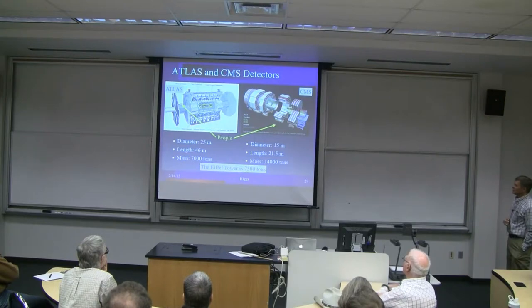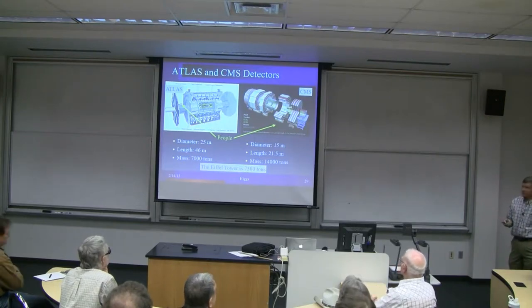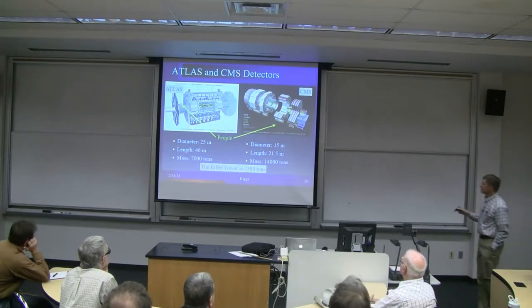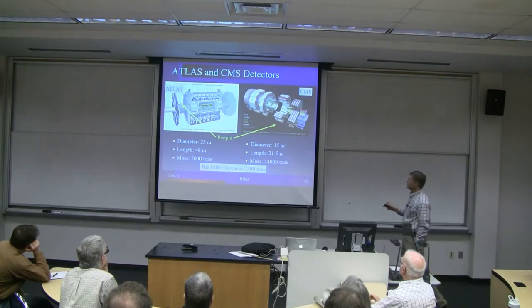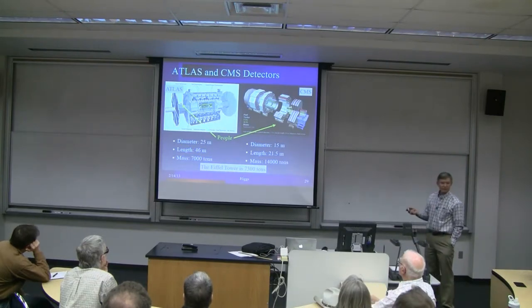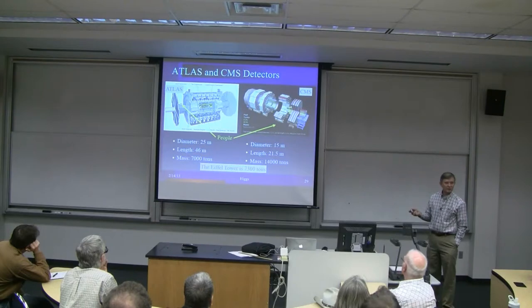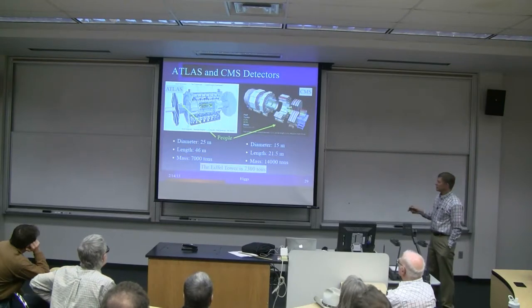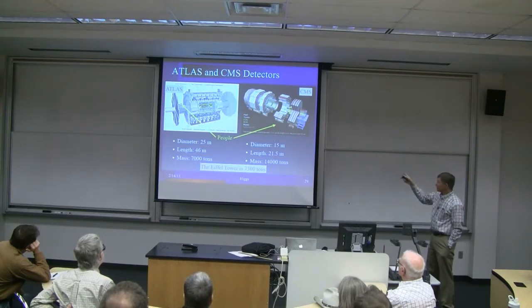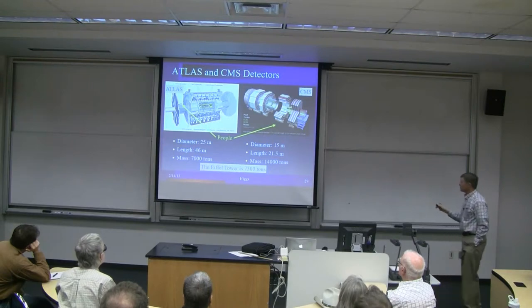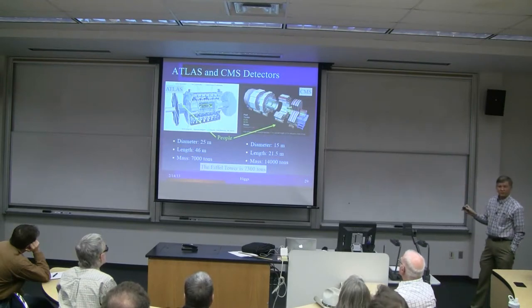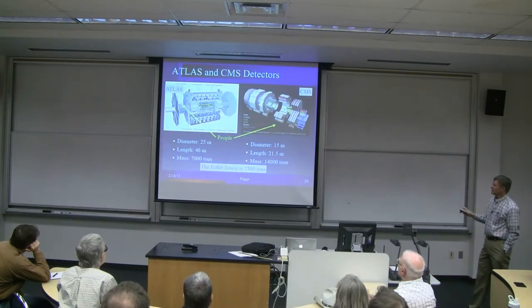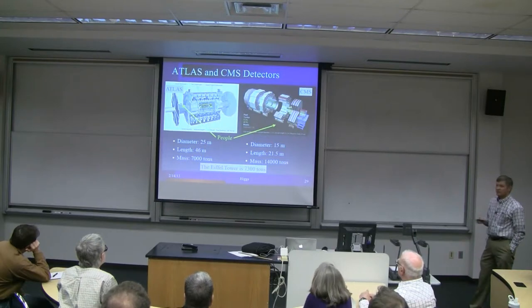And I want to talk about results from two experiments. I'm on the CMS experiment. That's the one on the right. Our competitor, it's actually larger in size, is called Atlas. It has more people. About 30% of the people on CMS are from the US. On the other side, it's about 10% U.S. people. And they're big collaborations.